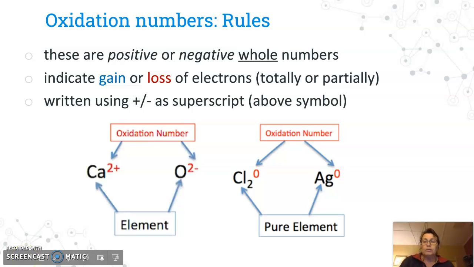There are, of course, rules. They're always written as a positive or negative whole number, and they indicate a gain or loss of electrons. And they're written using a positive or negative as a superscript above the symbol. For example, with calcium, the oxidation number is 2+. For oxygen, the oxidation number is 2-. For chlorine, a pure element, the oxidation number is 0. For silver, a pure element, the oxidation number is again 0.